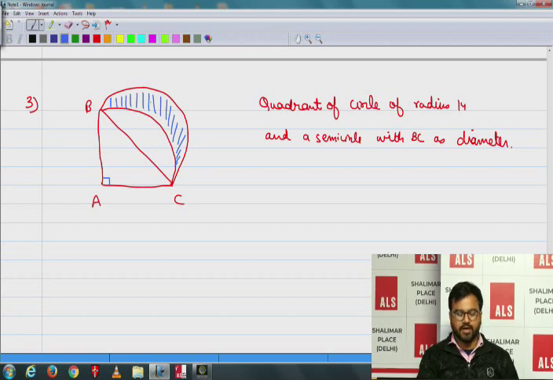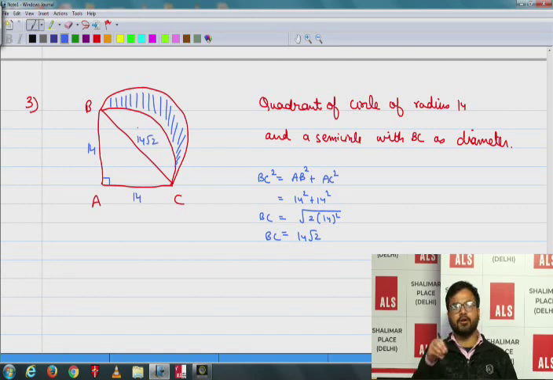So since we have to find the area for the shaded region, first we can find this area of, since this is 14 and this is also 14. Since ABC is a right angle triangle, we can say BC square is equal to AB square plus AC square, 14 square plus 14 square, or BC is equal to square root of 2 times 14 square, which is 14 root 2. So this length is 14 root 2, or you can say the diameter of the semicircle is 14 root 2.